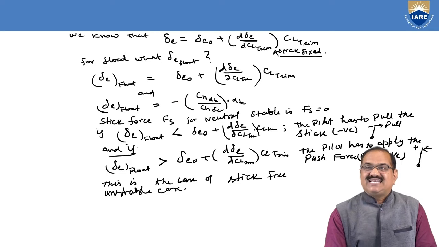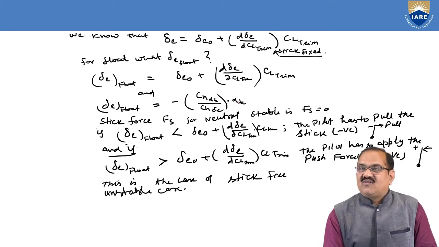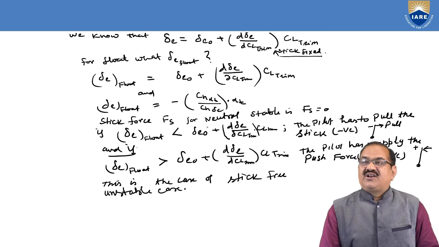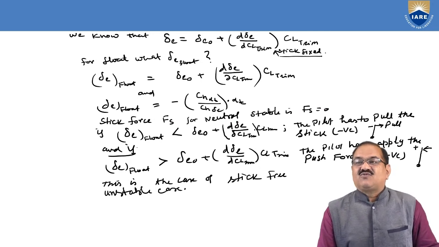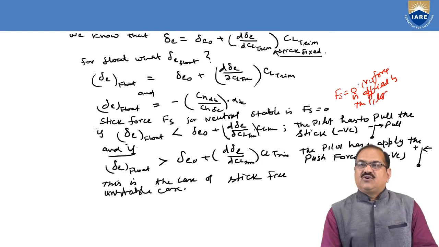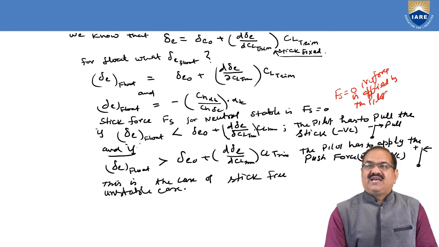We know that this delta E float we have already calculated. It is minus CH alpha T by CH delta E into alpha T. We will put this value here and then calculate it. So stick force Fs for neutral stable is Fs equal to 0. If Fs is equal to 0, it means no force is applied by the pilot.